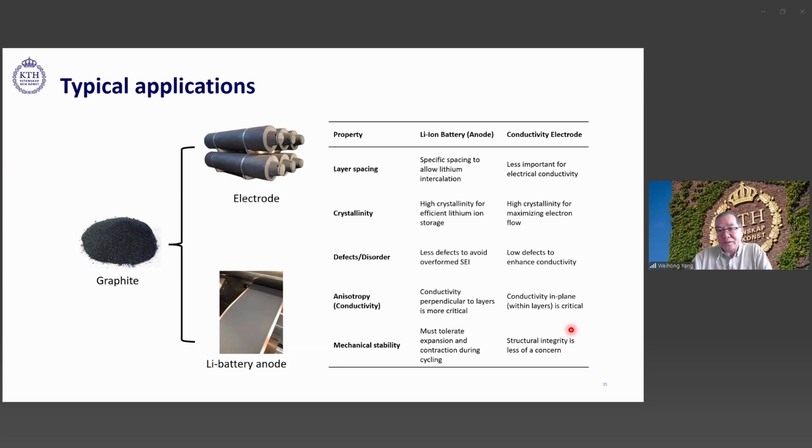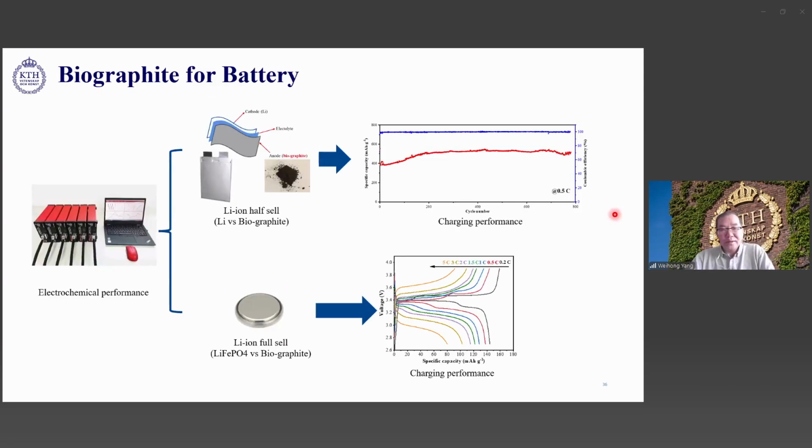Another one is lithium batteries. For different applications, the demands are slightly different. As I said in the beginning, the layer spacing, crystallization, defects, conductivity, and mechanical stability demands are different. For the different applications, you have to do some post-treatment after we get the graphite from the process. In my group, we have used it for lithium battery testing, with half cells and full cells, and a lot of applications have been done.